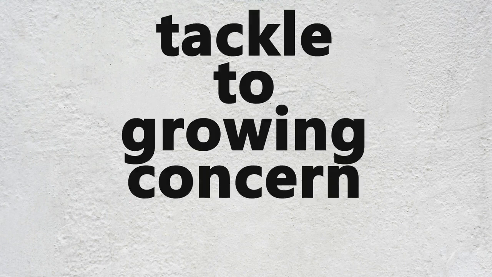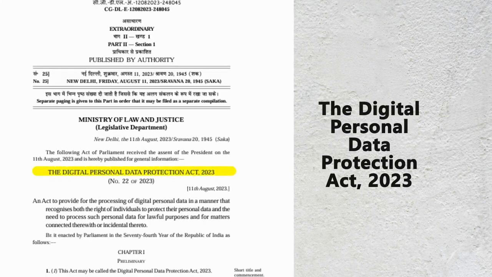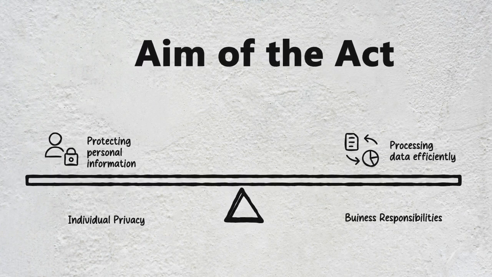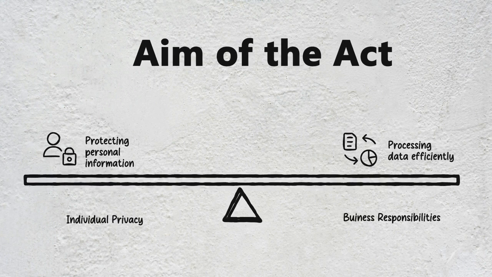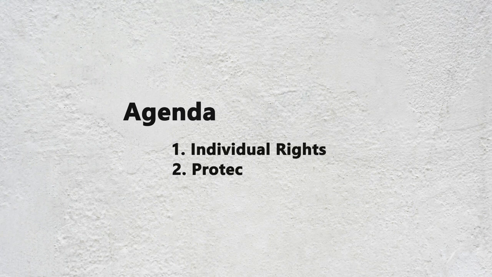Coming back to the topic, to tackle this growing concern, the Government of India has introduced the Digital Personal Data Protection Act. This act aims to strike a balance between the protection of individual privacy, the responsibility of business owners, and their legitimate need to process individual data. In this video, let's break down this act and see what rights you have as an individual and how this act tries to prevent leakage of data.